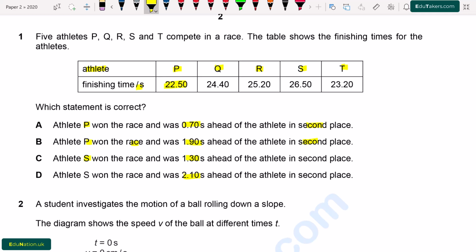Next we have to find out the time. In order to calculate the time between the first place and second place, we subtract 23.20 minus 22.50. This is the time at the second place and this is the finishing time at the first place. So this will be equal to 0.70 second. It means that athlete P won the race and was 0.70 second ahead of the athlete in the second place. So option A is correct.